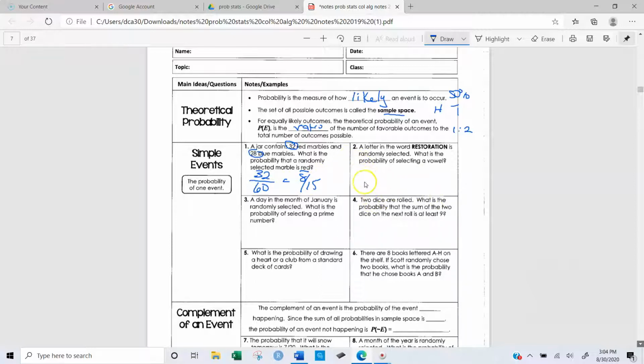The restoration has 11 letters. What is the probability of selecting a vowel? When we look here, we have 1, 2, 3, 4, 5. So 5 out of 11.